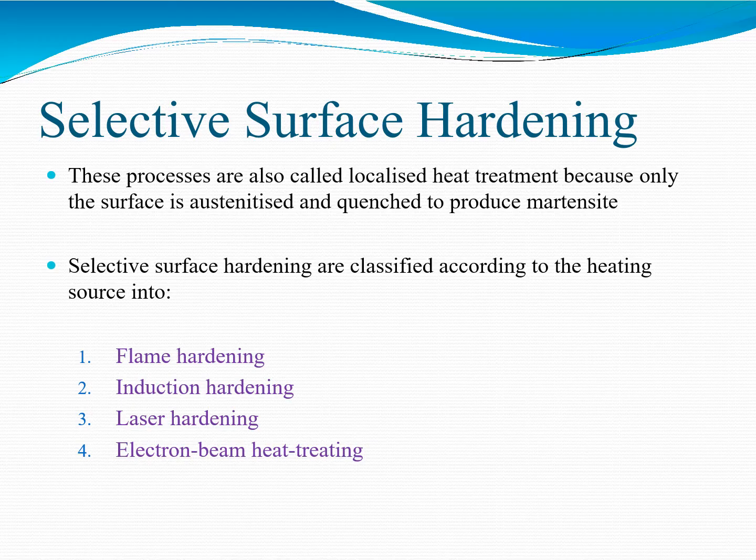Selective surface hardening processes are classified according to the heating source. The processes are flame hardening, induction hardening, laser hardening, and electron beam heat treating.